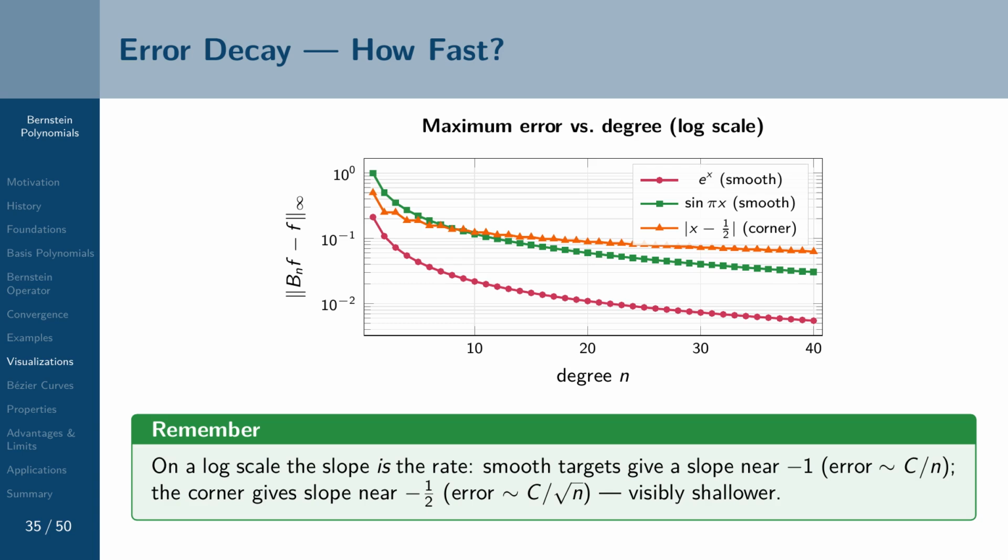Now we quantify speed directly. On a logarithmic vertical scale, we plot the maximum error against the degree for 3 targets, e to the x and sine of pi x, which are smooth, and the corner function. The two smooth curves decay like a constant over n, and the corner decays like a constant over the square root of n, and on this log plot, its line is visibly shallower. This single picture captures the role of smoothness in the convergence rate.